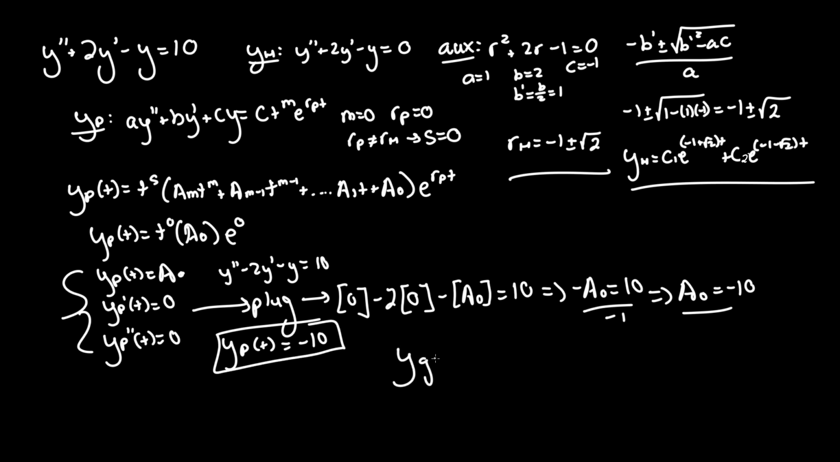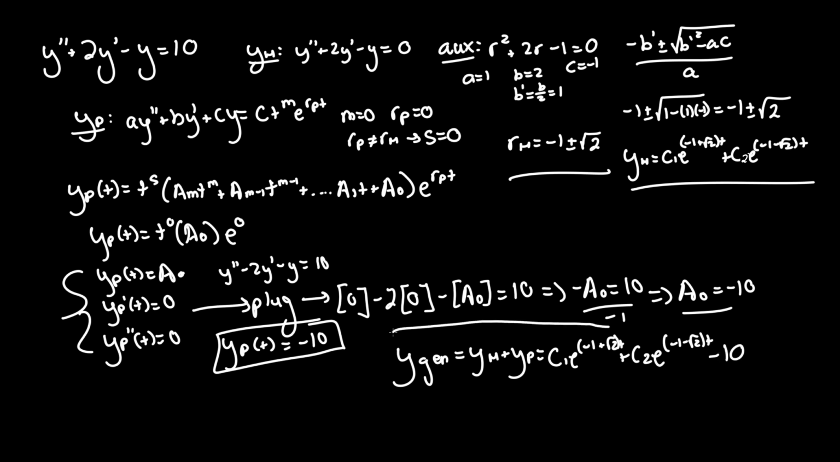I'll go ahead and also write the general solution, which isn't explicitly asked for, which just equals y h plus y p. And that's c1 e to the negative 1 plus rad 2 t plus c2 e to the negative 1 minus rad 2 t. All you have to do is just subtract 10 from that, and we have our general solution. This problem only asks for this portion though.